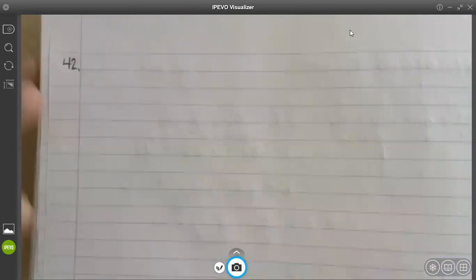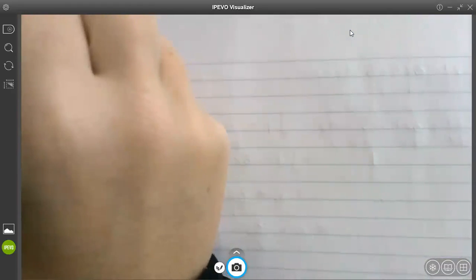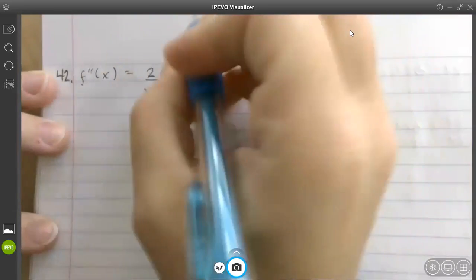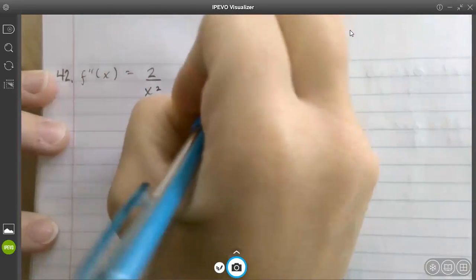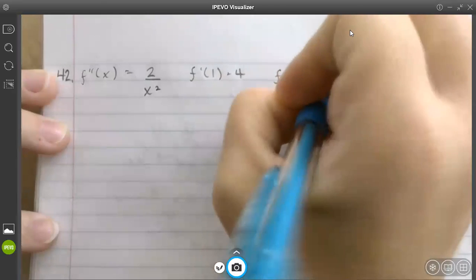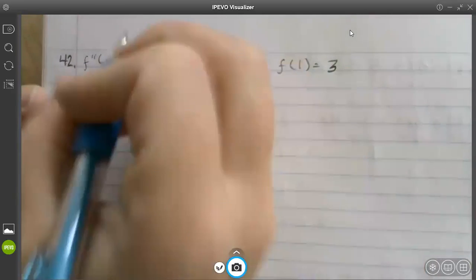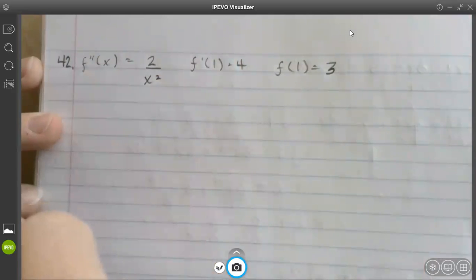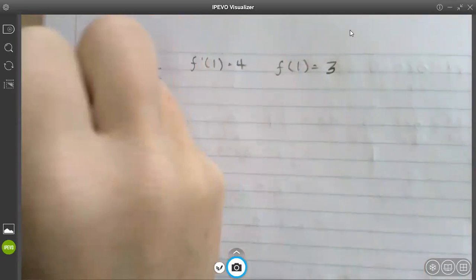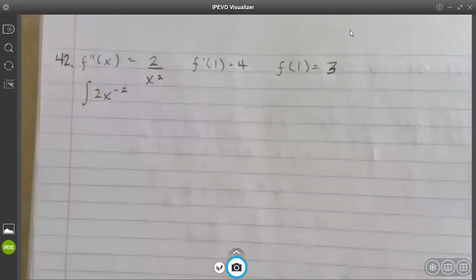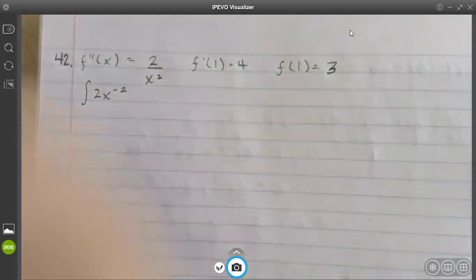All right, 42 gave you f double prime of x is 2 over x squared. f prime of 1 was 4 and f of 1 equals 3. Same exact problem, just a different function. What do I do? I'm going to go ahead and rewrite it. Remember, if it's higher than a 1, put it to the top. What does that give me?